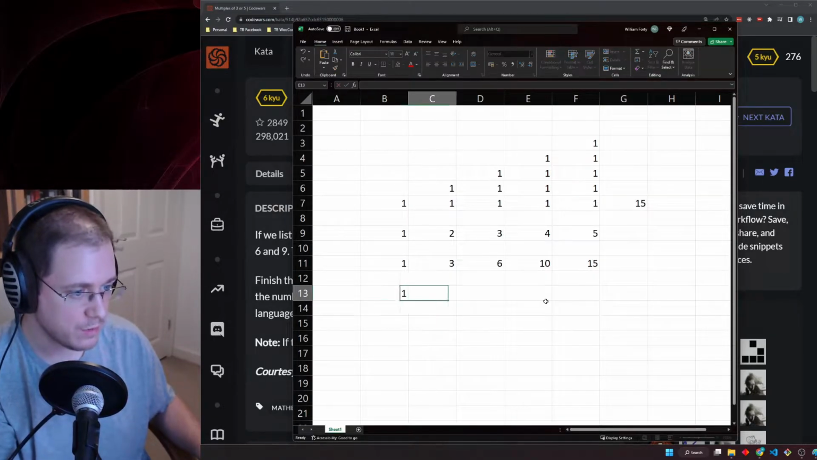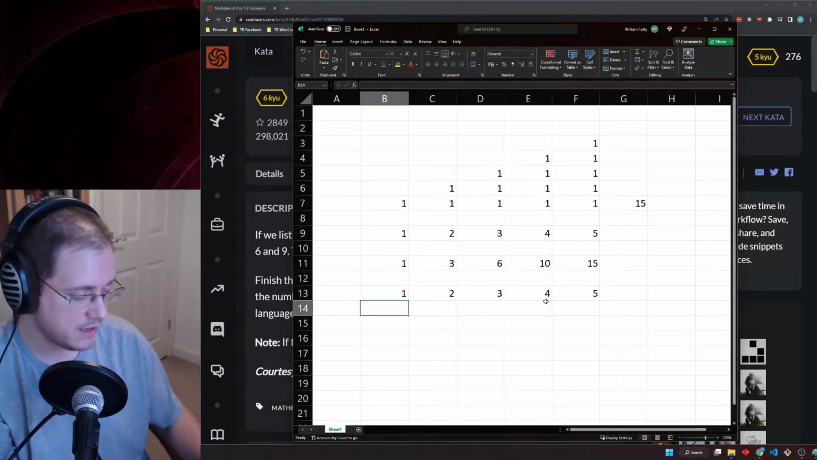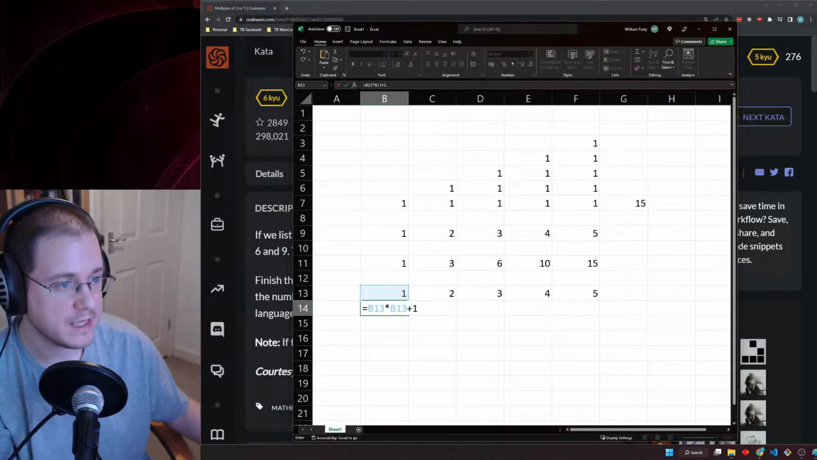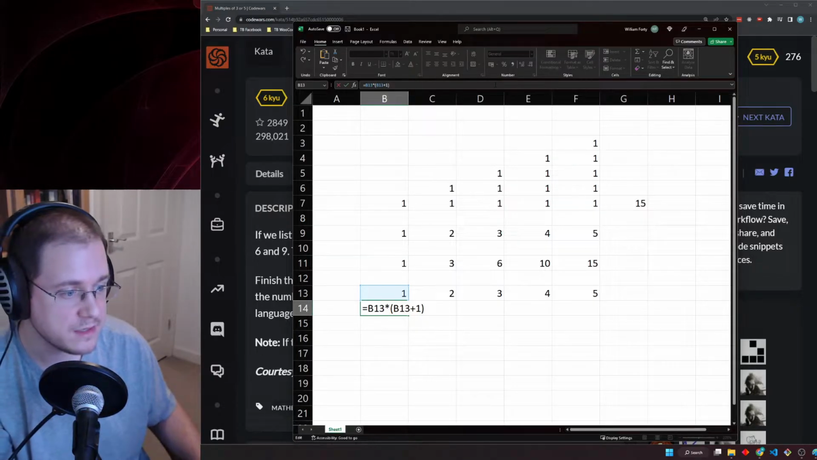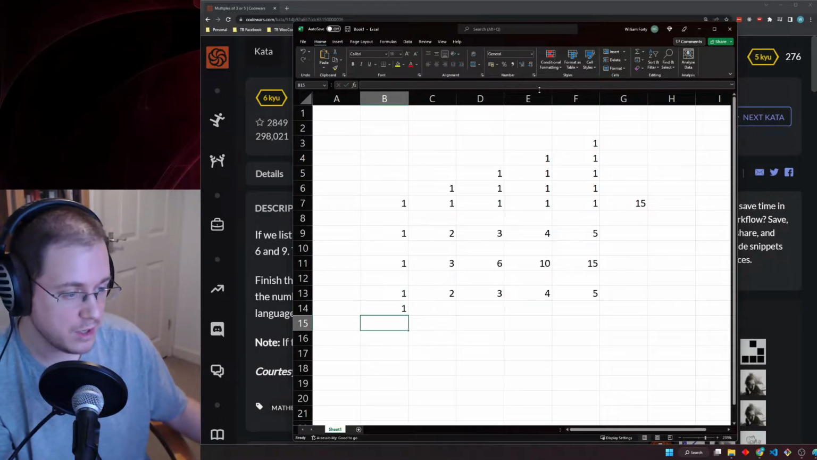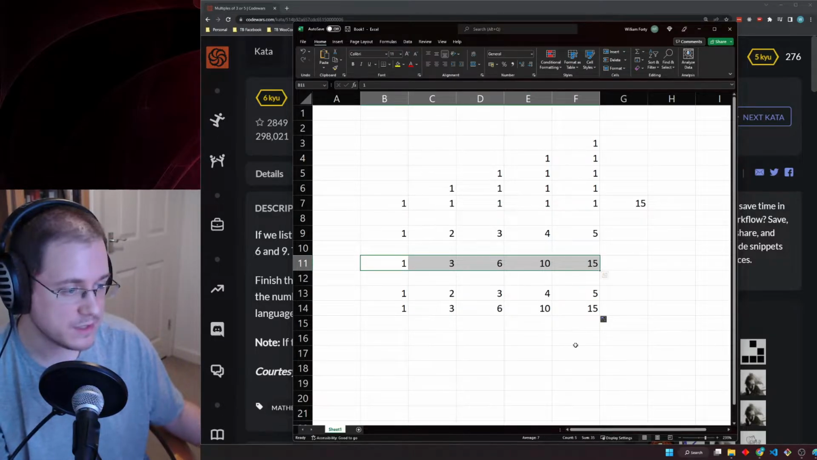So if I go 1, 2, 3, 4, 5 and say that is n, and we do equals n times n plus 1. Of course, we need that in brackets for the order of operations. And then divide by 2. We get 1. Drag that across. We get the triangle number sequence. Brilliant.